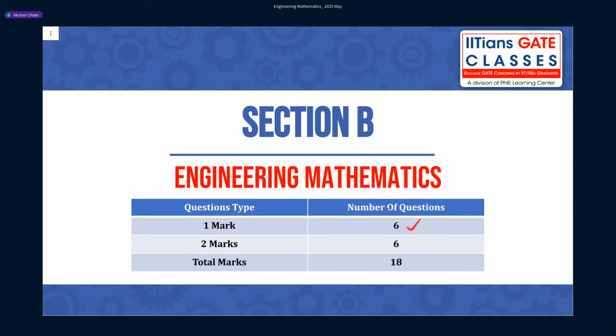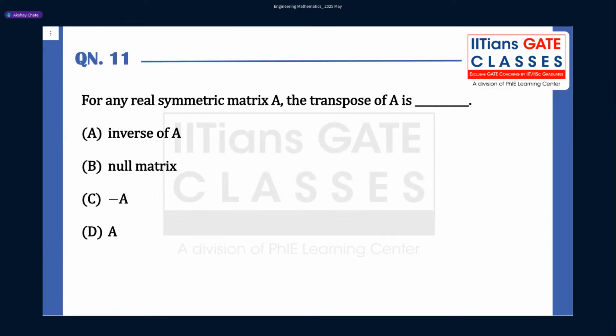We had 6 1-mark questions and 6 2-mark questions. So total 6 plus 12, 18 marks out of 100. That shows the importance of mathematics for the GATE exam, especially for aerospace engineering. Okay, so with that background, let's take the first question.